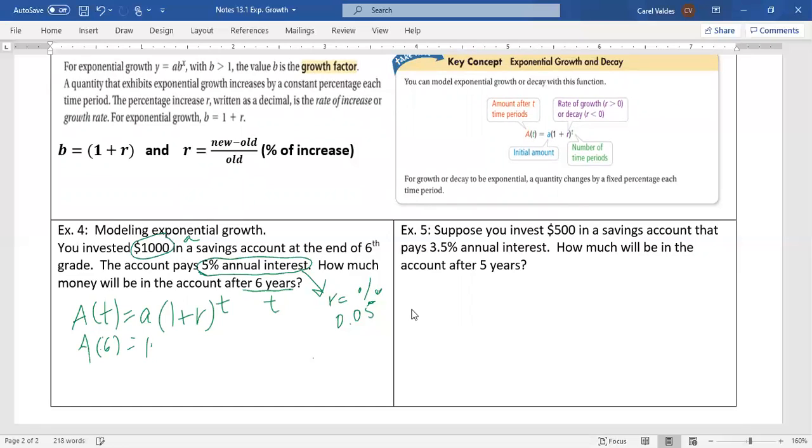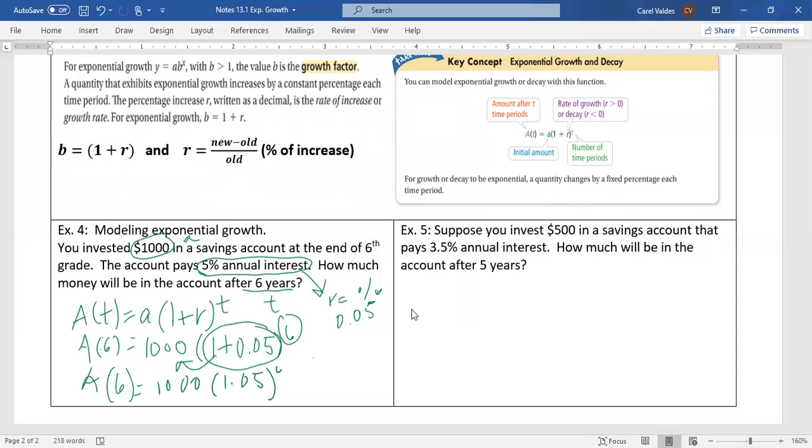Your initial amount was $1,000. 1 plus r is going to be 1 plus 0.05. When you add that, that's how you're going to get your b that's higher than 1. That's why we need that 1 in there. And then t is going to be 6 because it's after 6 years. You're going to calculate this first, then bring it to the power, and then multiply by 1,000. So we basically have A of 6 equals 1,000 times 1.05 to the 6th power.